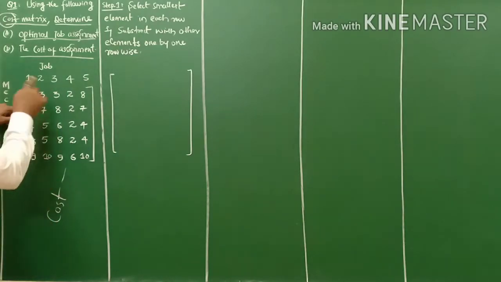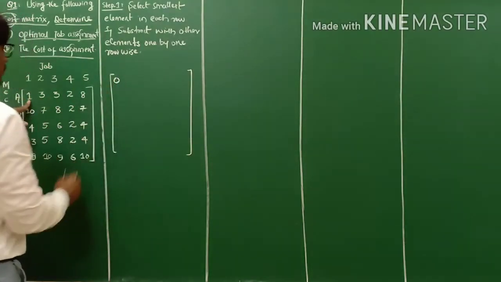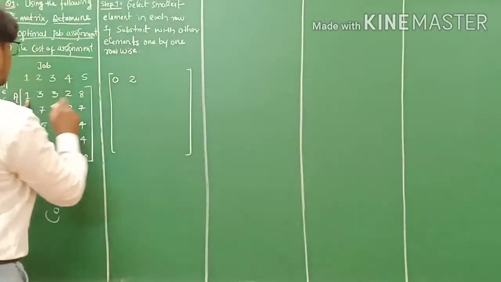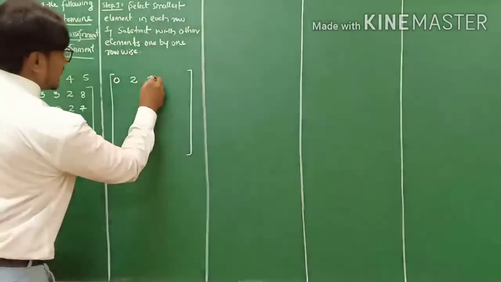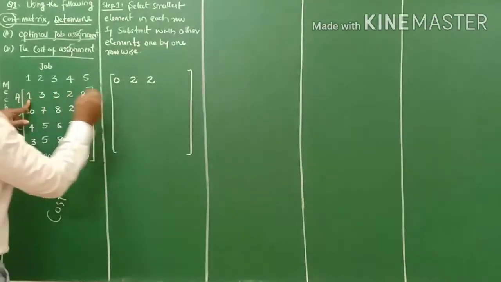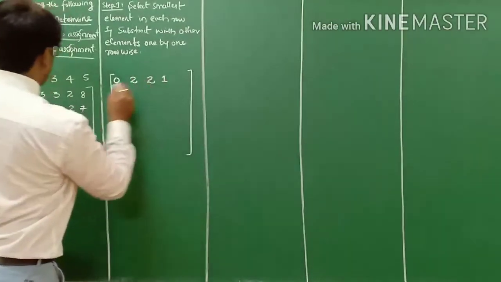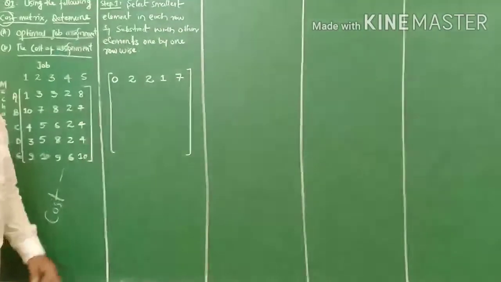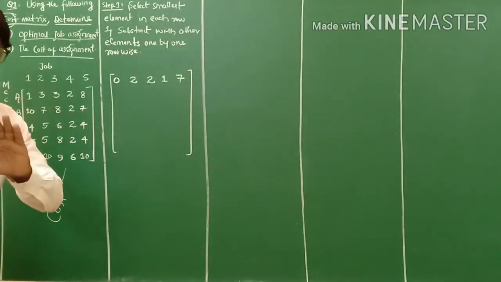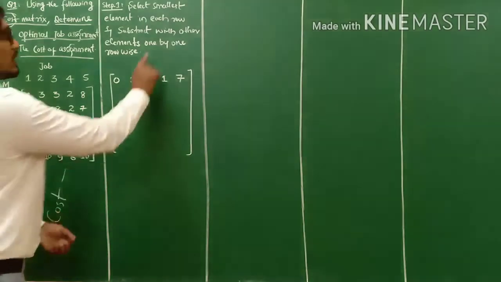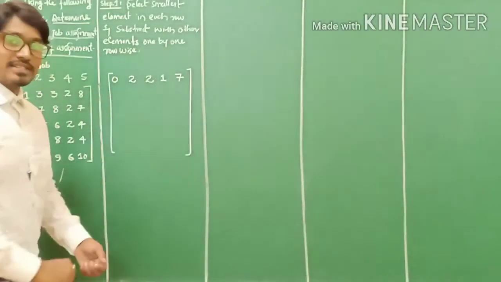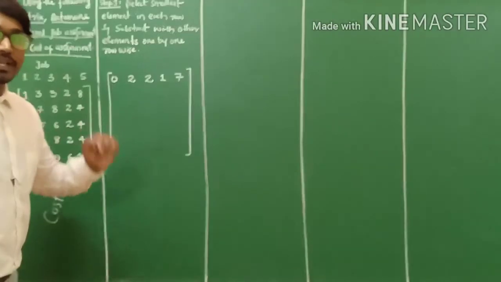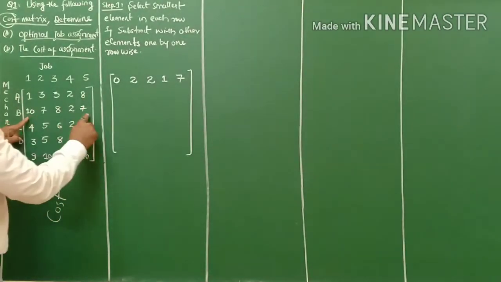The first 1 minus 1, 0. 3 minus 1, it is 2. 3 minus 1, again it is 2. 2 minus 1, it is 1. And 8 minus 1, it is 7. So row 1 is successfully completed. See here, 1 by 1 row wise. It is not completed yet. Only row 1 completed. Next one is row 2.